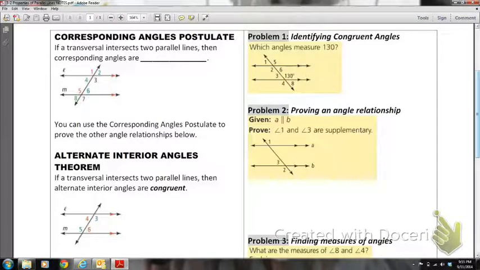In problem 2, we're proving an angle relationship. We're given that line A is parallel to line B.